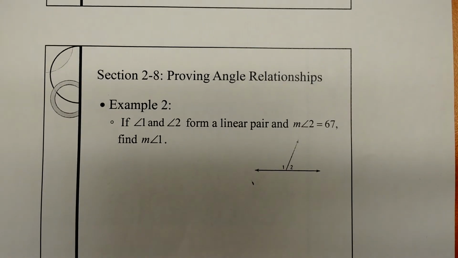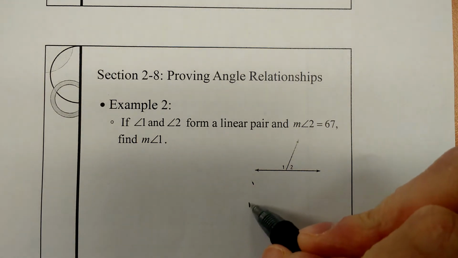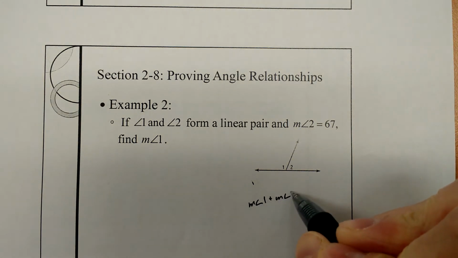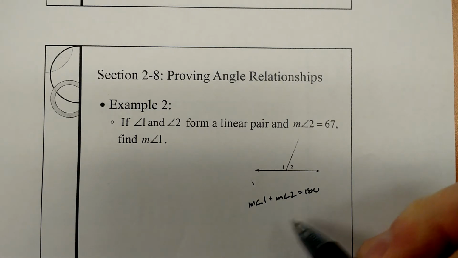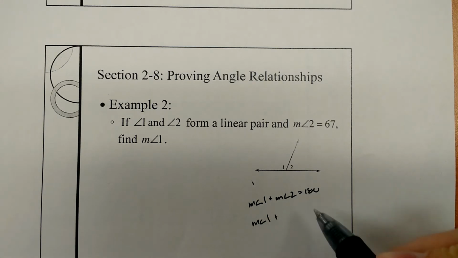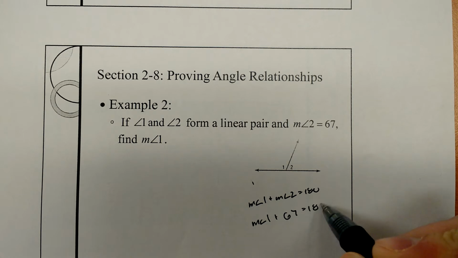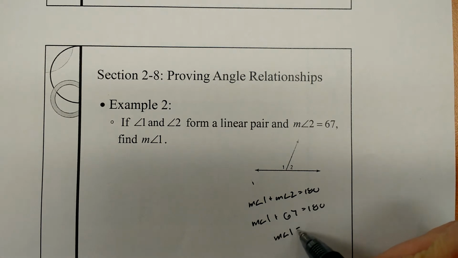So here, example 2: if 1 and 2 form a linear pair and angle 2 is 67, find angle 1. Well, if they form a linear pair, 1 plus 2 has to be 180. And if angle 2 is 67, subtract the 67 from both sides, giving you 113. And there's your answer.